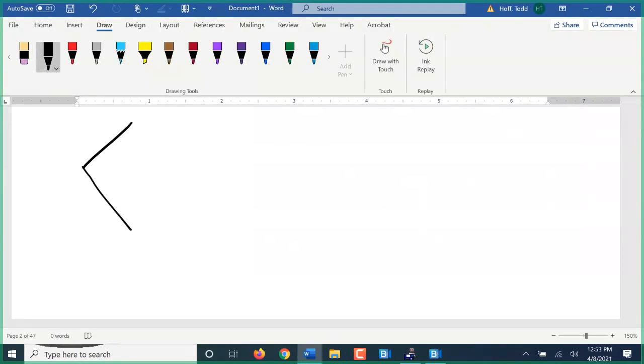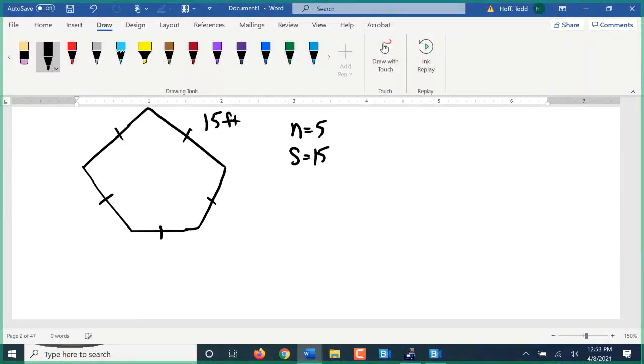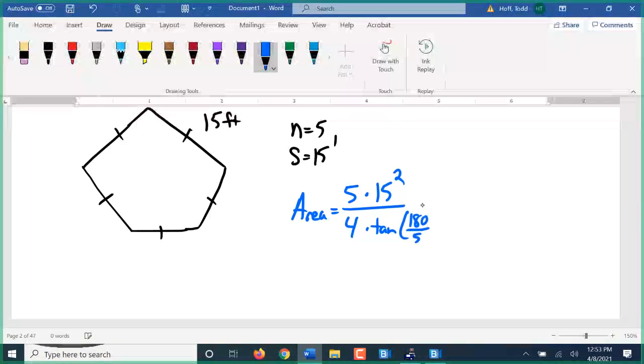So let's look at a regular pentagon with sides of 15 feet. Here n equals 5 because there's 5 sides, and s is 15 feet. So our formula, the area equals n of 5 times s of 15 squared over 4 times the tangent of 180 degrees over n, which is now 5, so it's 180 over 5.